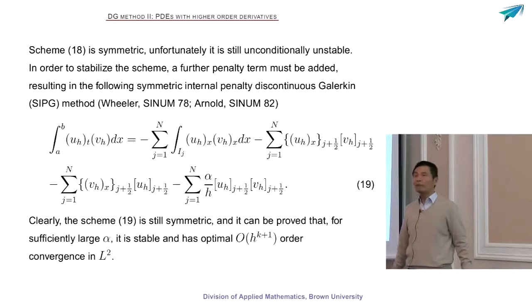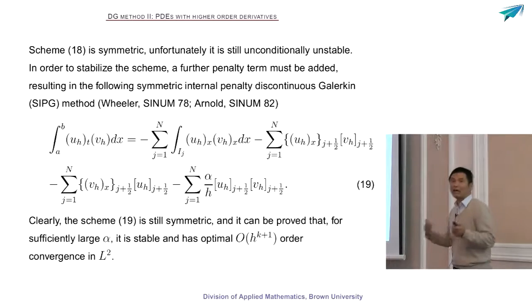So people realized that you need to add a lot of things to it before you can stabilize. But of course, too many things. You can argue if this is a good scheme or not. It is stable. It's optimal convergent. The bad part is that there's a parameter you have to tune, this alpha.